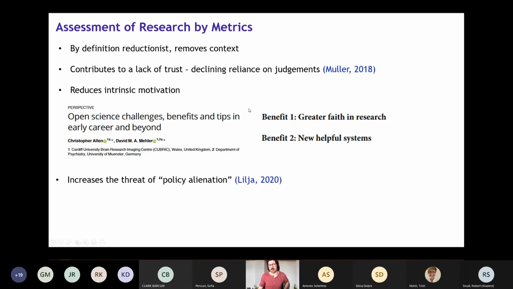And if perhaps you don't really understand exactly why you're being measured on these things, it increases this threat of what's called policy alienation, where you just disengage with it, and you almost try and work against it out of spite because you don't like what it's doing.